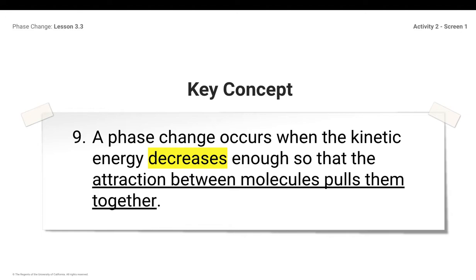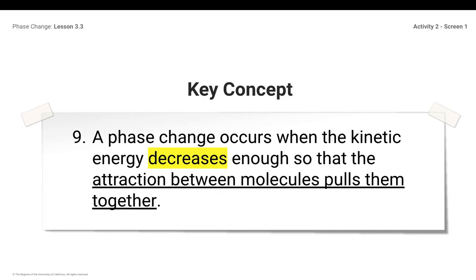I'm going to read that, give you a chance to write it. A phase change occurs when the kinetic energy decreases enough so that the attraction between the molecules pulls them together. Okay, what this is saying is when the kinetic energy decreases enough, then those molecules will slow down, because the kinetic energy, remember, that's energy of motion. They're close enough, they pull molecules back together.